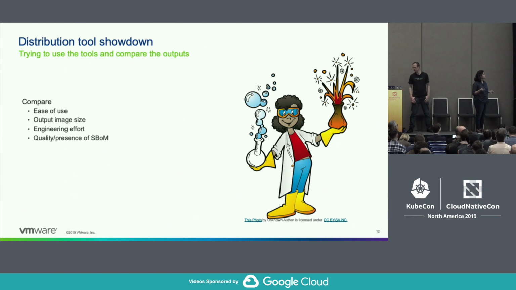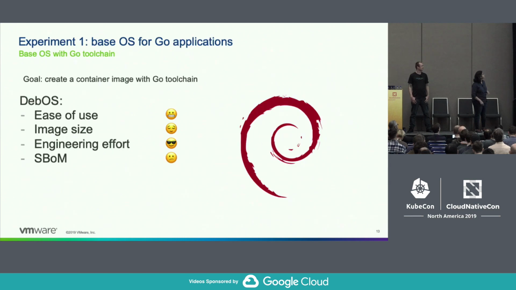Ease of use, that it should be fairly straightforward to use these tools. The output image size should be less than what is already available on Docker Hub. The amount of engineering effort it takes to actually make the container image, and the quality and the presence of a software bill of materials that help us reason about things like compliance and security vulnerabilities.